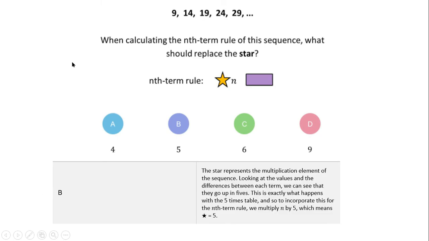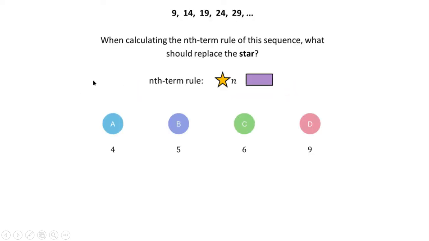B, this is representing the multiplication element of the sequence. So if you look at the difference in them, it's going up in 5, so that goes where the star is. So the star should be 5. The rectangle is the previous term, so that would be the answer of 4. And the answer for, if you got 6, then you've just made a mistake somewhere in the adding.